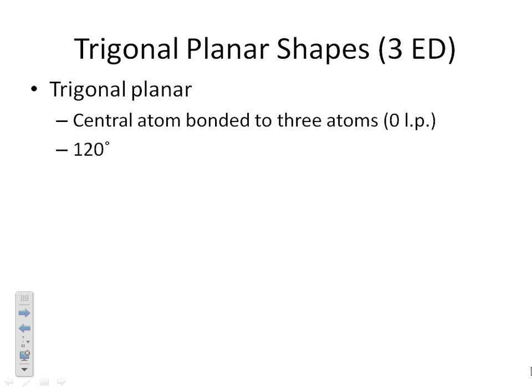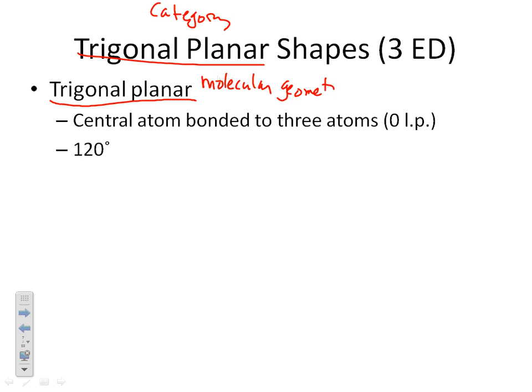And next up is trigonal planar. So trigonal planar is the category of shape. Okay, so trigonal planar up here on the top, this is my category. And then the trigonal planar that's right here, this is the molecular geometry. So you'll notice that within the trigonal planar category, we have a specific shape that is called trigonal planar. So the very first shape that we have in the trigonal planar category is actually trigonal planar. It's the name of the category as well.